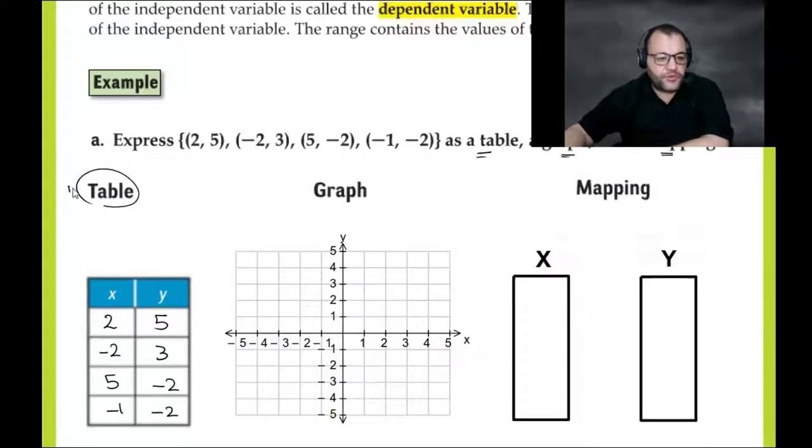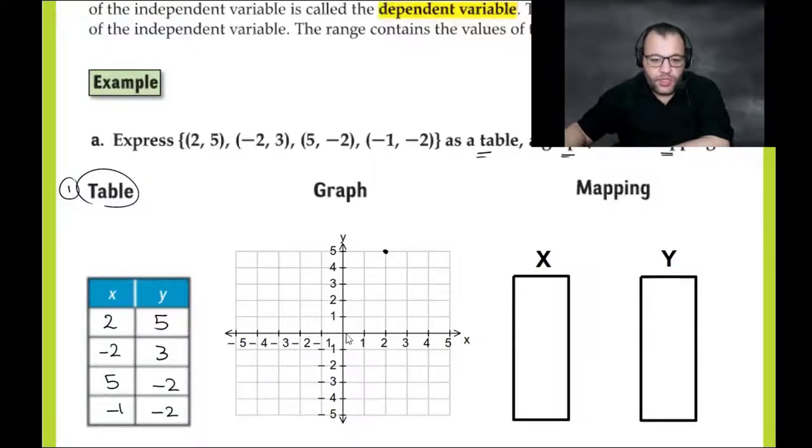Any problem for the first one? No. Okay. For representing by using the graph, what is the meaning of the ordered pair 2 and 5? It means we are going to the right 2 units and going up 5. So that is the first one.